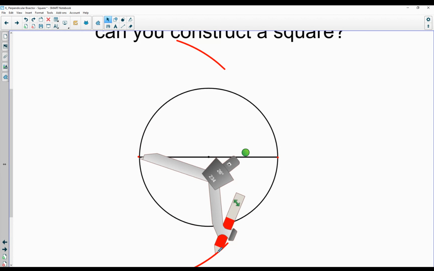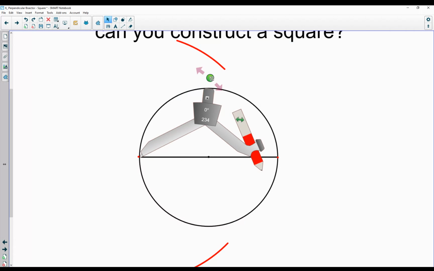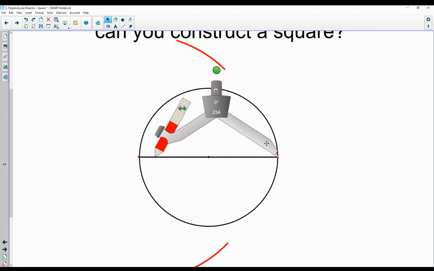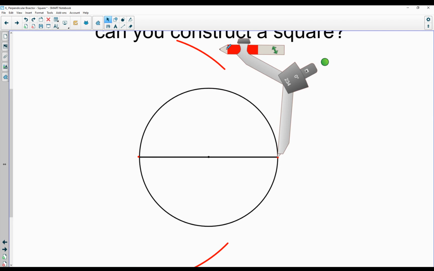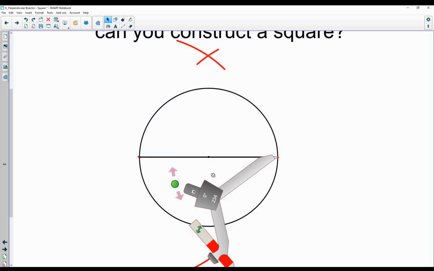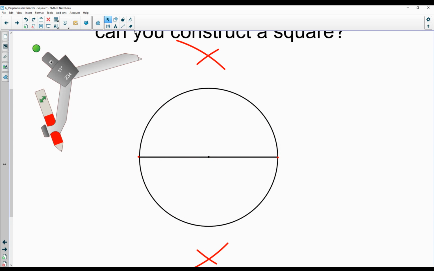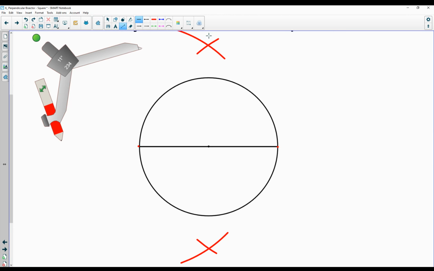making my first arc rather big. Okay, and now I'm going to flip it, and I'm going to go to the other endpoint, go above and below. All right, and now I need the perpendicular bisector, so I'm going to connect through the intersection.